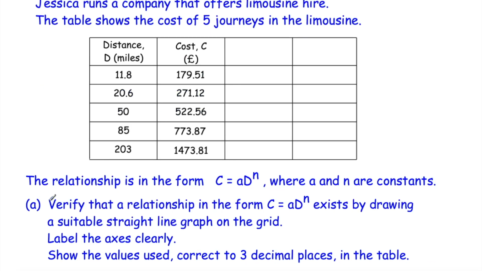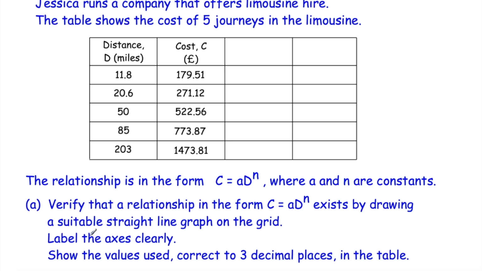And then if we carry on, the question says, part A, verify that a relationship in the form C is equal to AD to the power of n exists by drawing a suitable straight line graph on the grid. So if you've been given information like this, where we've got this power, and you draw a log-log graph, which we're going to do, then if our relationship exists, you'll find that that log-log graph is a straight line. So whenever we draw this log-log graph in this question, we should hopefully find there's a straight line, a suitable straight line graph on the grid. And then if there's a straight line graph that we've drawn for this log-log graph, then this relationship exists.